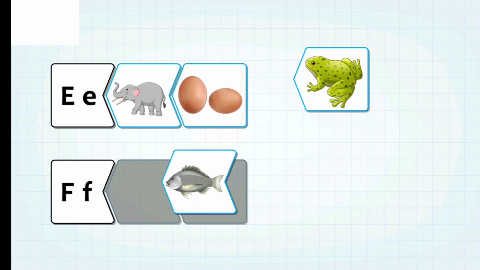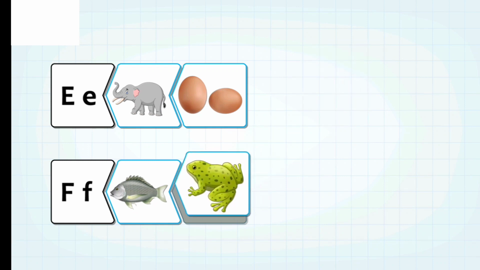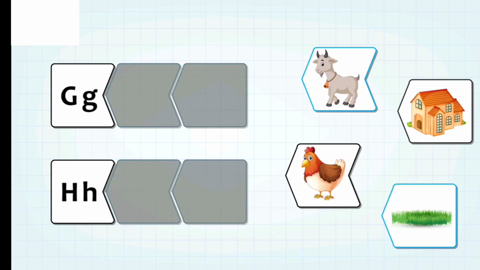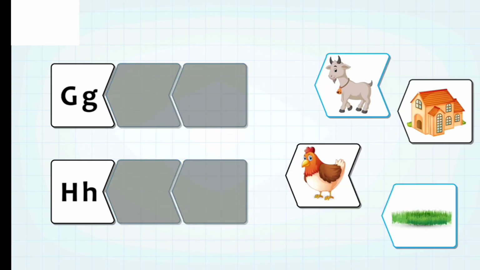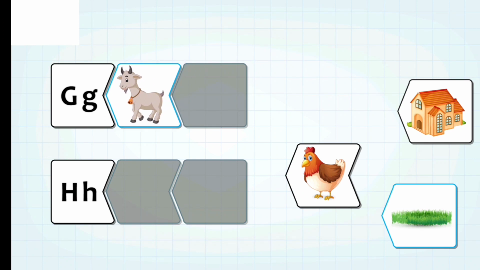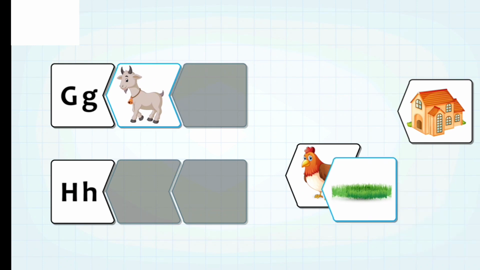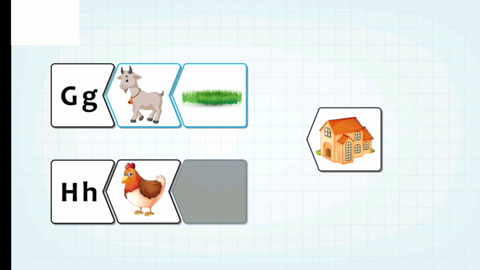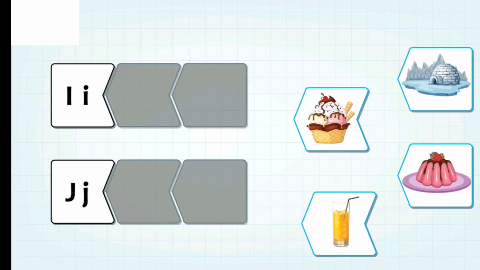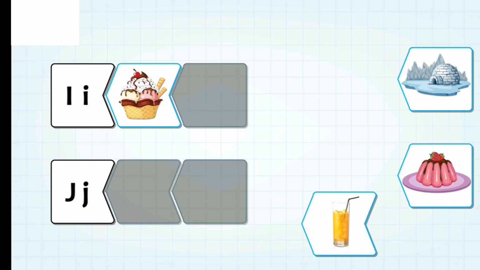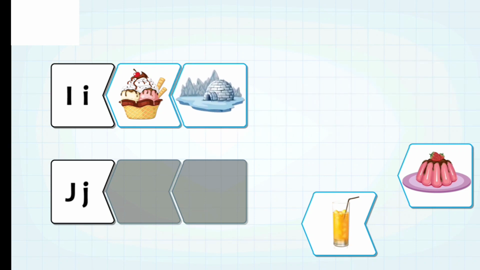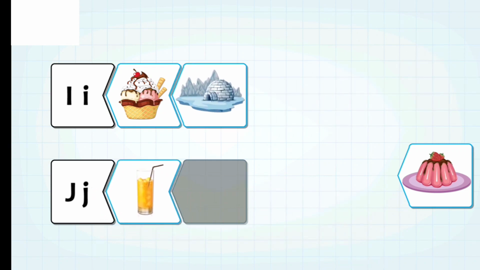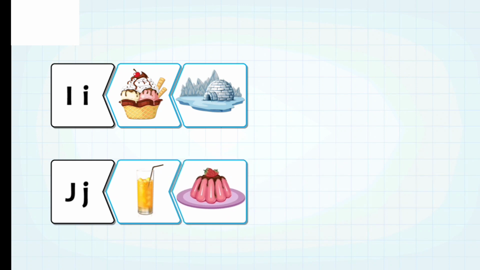F for fish, and F for frog. G for goat, and G for grass. H for hen, and H for house. I for ice cream, and I for igloo. J for juice, and J for jelly.